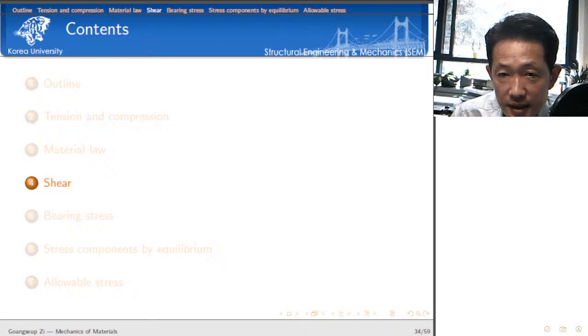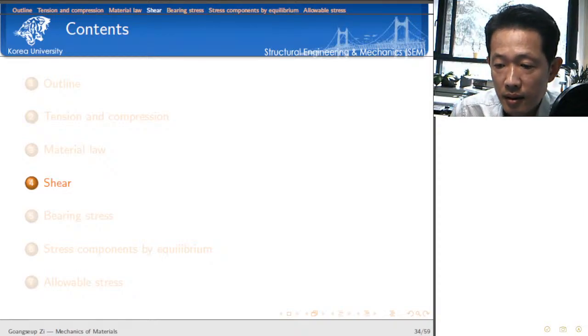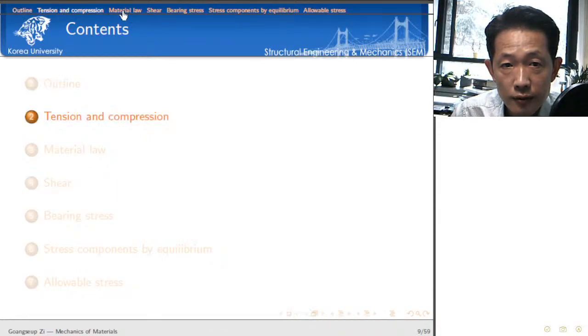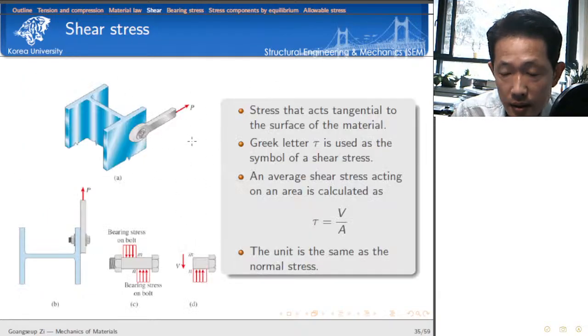Okay, the next subject is shear stress, shear behavior. And as I noted last time, in my lecture note, clicking the tab of my lecture note, you can move very quickly to the different subjects. So please click the shear section. Alright, so now let's talk about the shear stress.